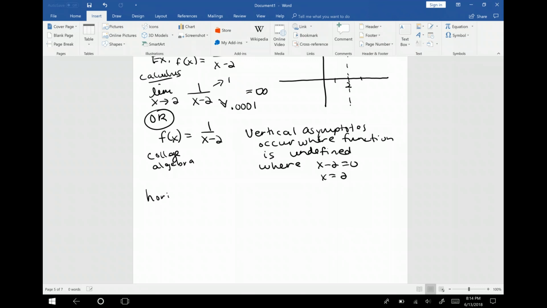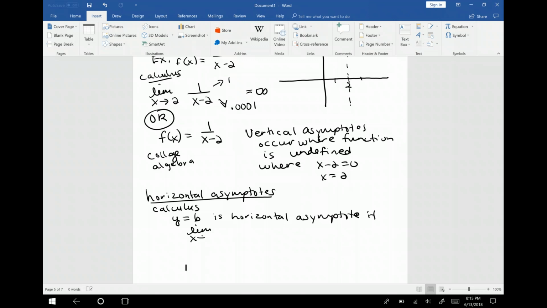All right, let's look at horizontal asymptotes. Again, we have a calculus way and a college algebra way. The calculus way for horizontal asymptotes is actually a little easier. This one says that y is equal to b, where b is just some number, is a horizontal asymptote if we look at the limit as x goes to infinity, as x gets really, really large. Whatever that b is, that's going to be our asymptote.